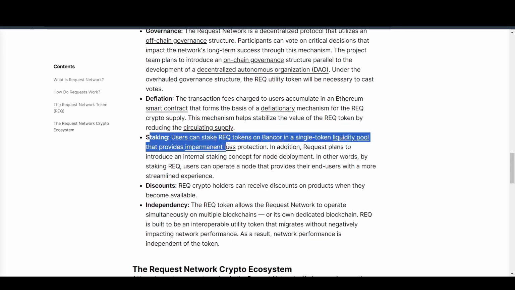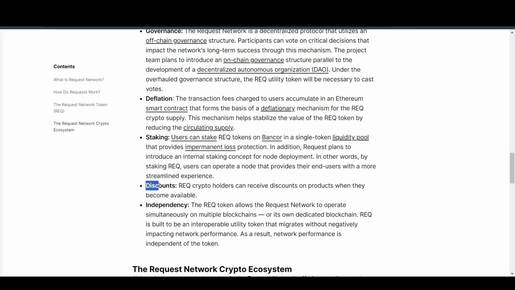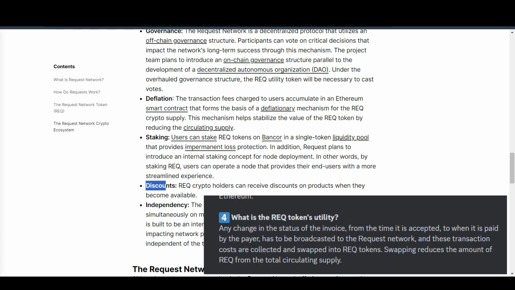Users can stake REQ coin on Benzer. I did check that, but there was no liquidity pool for this one as well. Beside that, we also have a discount. REQ crypto holders can receive discounts on the products when they become available. And there is also independency. The REQ token allows Request to operate simultaneously on multiple blockchains or its own dedicated blockchain, but it does not have its own blockchain. So I think this information is also wrong.